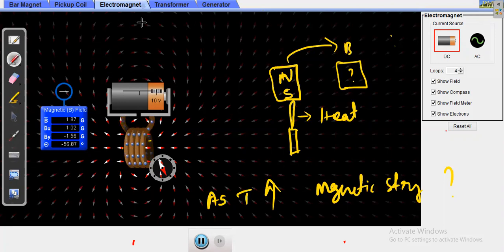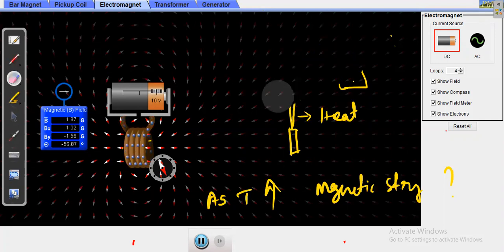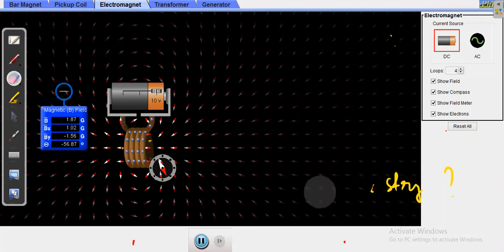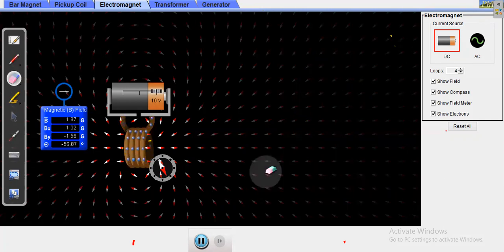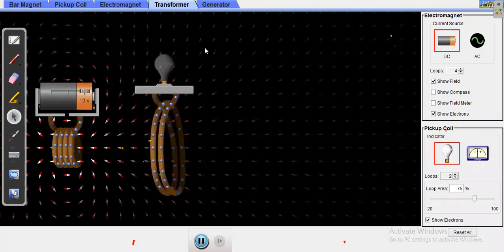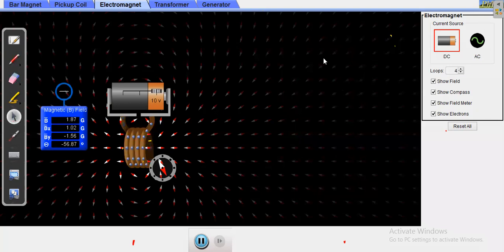Now, again I will go to the transformer because, please, if possible, schedule one more session. We'll complete both the transformer and generator quickly. Okay, now I will go to the transformer. And I forgot one more thing here in the electromagnet itself.